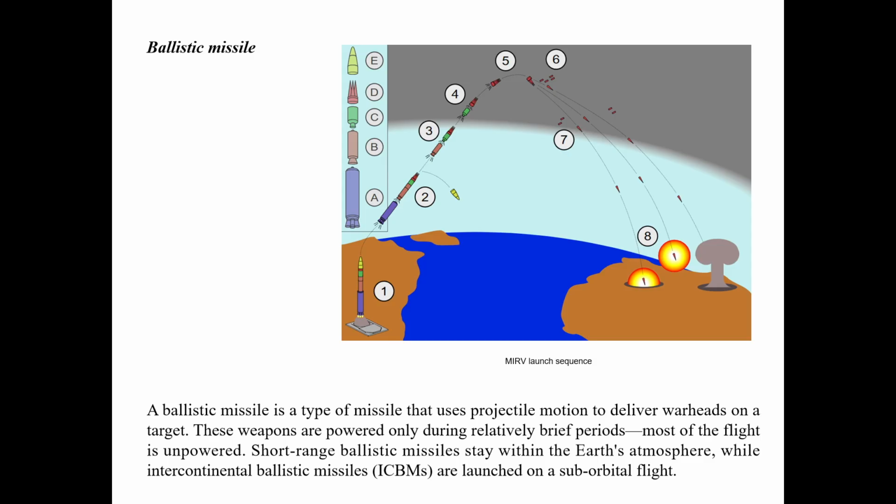A ballistic missile is a type of missile that uses projectile motion to deliver the warhead on a given target. These weapons are powered only during relatively brief periods, most of the flight is unpowered. At a short range, the ballistic missiles stay within the Earth's atmosphere, while intercontinental ballistic missiles are launched on suborbital flights.